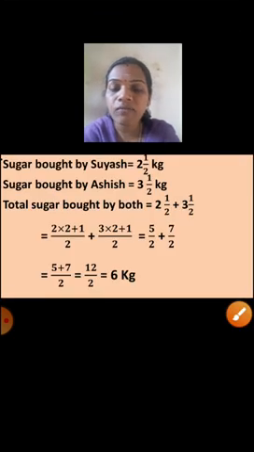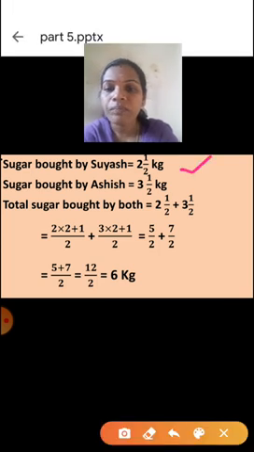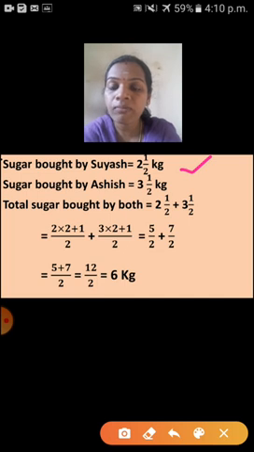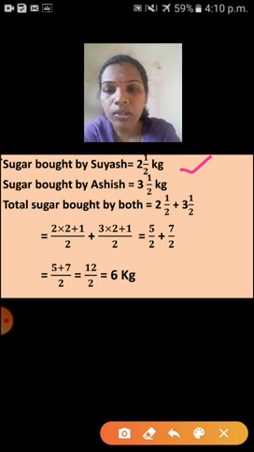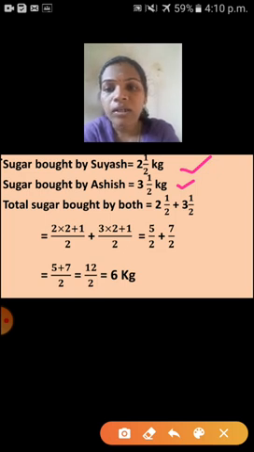Yes, see here, children. First you have to write what you are getting from your question. This word problem you have to write stepwise. Sugar bought by Suyash, that means 2 and 1 upon 2, that means 2.5 kg. Next, by Ashish, 3 and 1 upon 2 kg. And next, what you have to find? Total sugar bought by both.